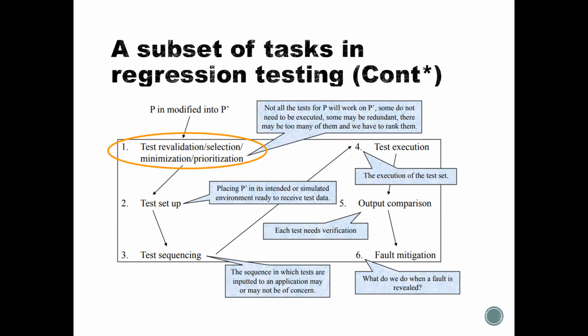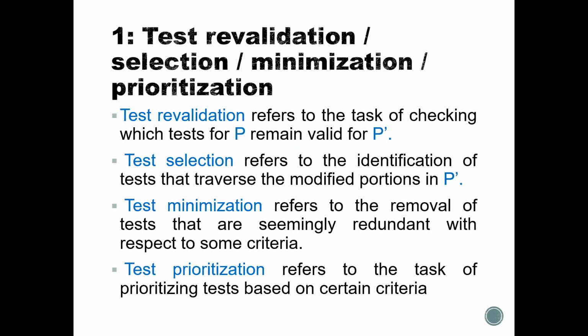Then you need to execute the test, and you need to verify whether you are getting the intended output or not. For example, whether it is adding and removing the user or not. And then fault mitigation means what do we do when a fault is revealed. So we will see these steps in more detail in our upcoming slides.